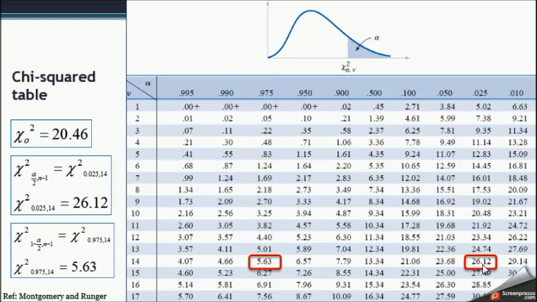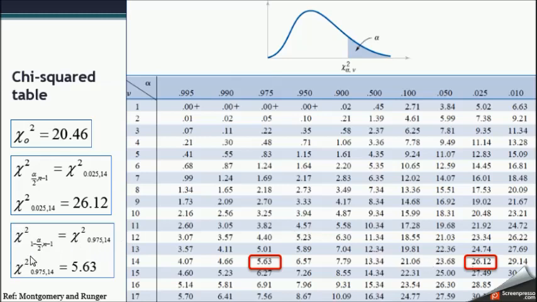So this is the first critical value, which is the right side of the two-sided test. Yes, because here we have the alpha 0.025, which is the area under the curve to the right of this critical value, in case we have the degrees of freedom to be 14. So we have the first critical value 26.12.